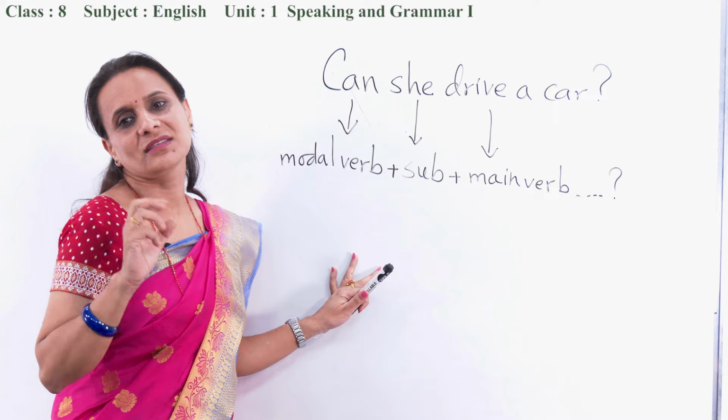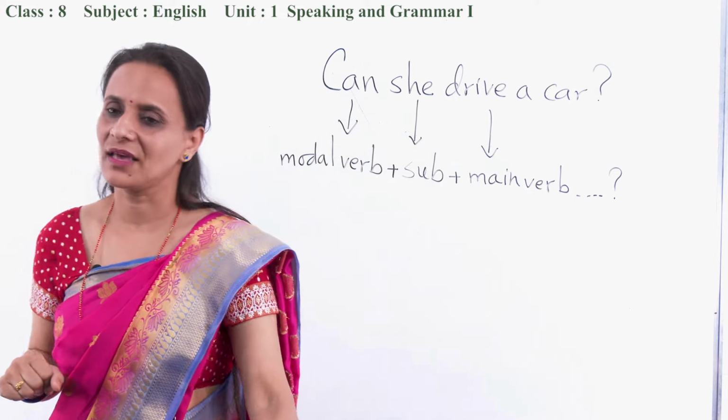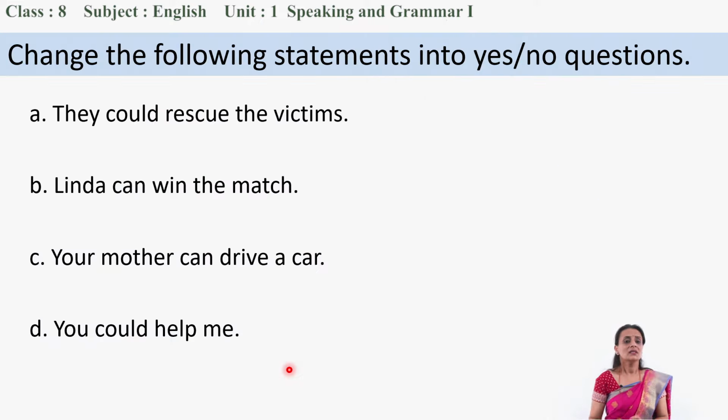Okay, let's see the exercise here. Now, change the following statements into yes, no questions. Okay, the first one is they could rescue the victims. As we did the structure just now. They could rescue the victims.